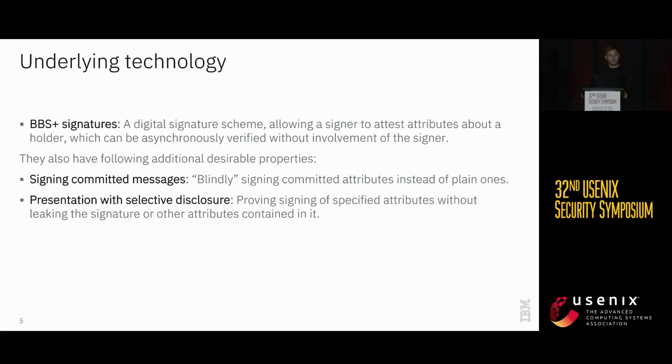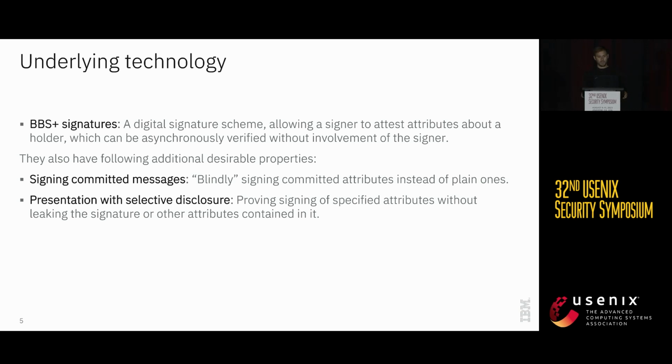The underlying technology used in this paper is BBS signatures, which are signature schemes that allow us to sign a vector of attributes. And the beautiful thing about this technology is that we can then verify at a later stage without needing the signer to be present.